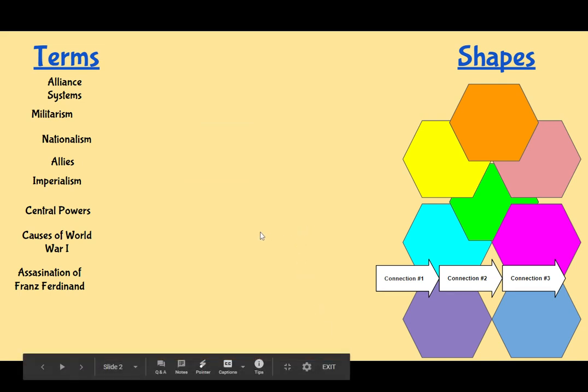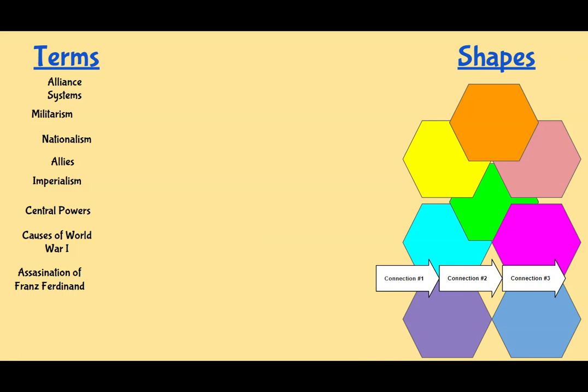ideas. So what you do is you start with some terms and some shapes. And this could be like you have them preset like what I have right now, or you could just start with the shapes and have kids come up with their own terms and then build the connections from there.